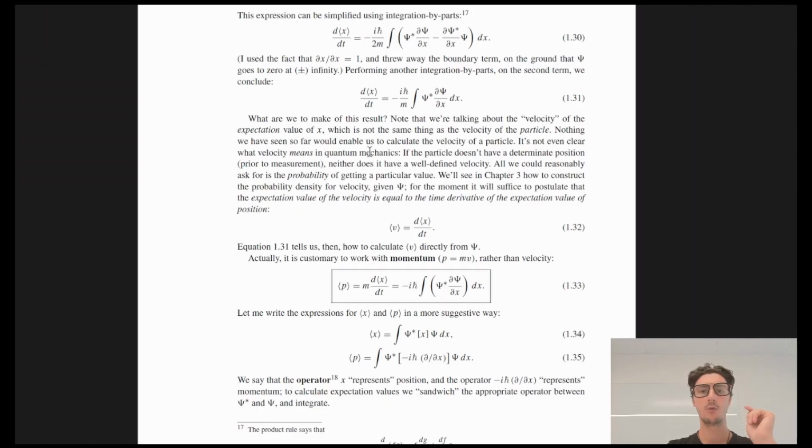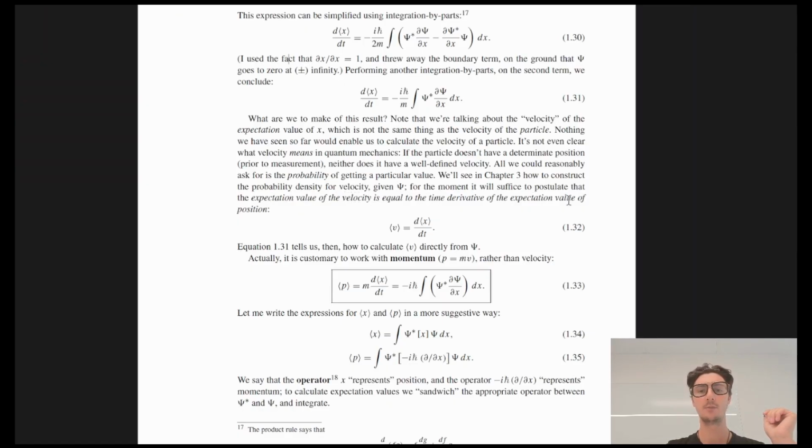Nothing we have seen so far would enable us to calculate the velocity of a particle. It's not even clear what velocity means in quantum mechanics. If the particle doesn't have a determinate position prior to measurement, neither does it have a well-defined velocity. All we can reasonably ask for is the probability of getting a particular value. We'll see in chapter 3 how to construct probability density for velocity given psi.